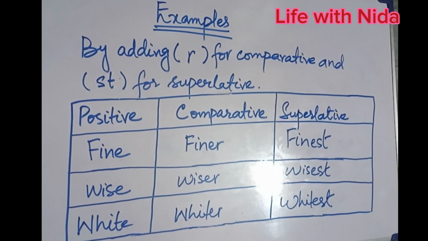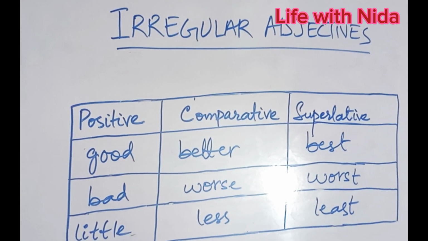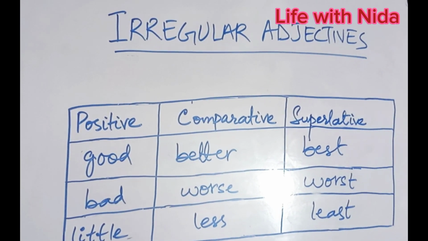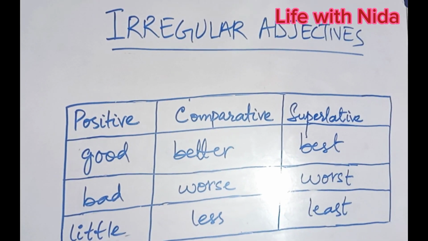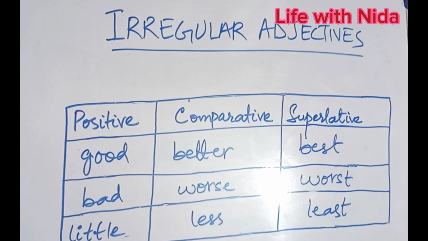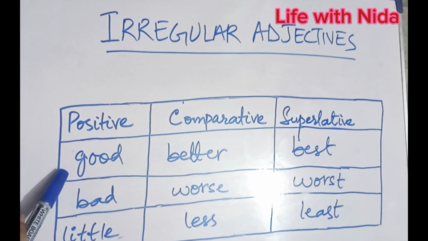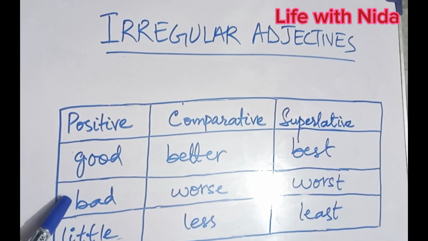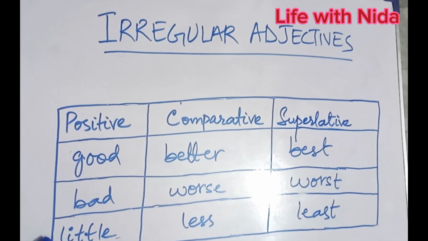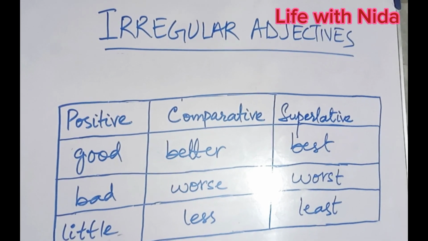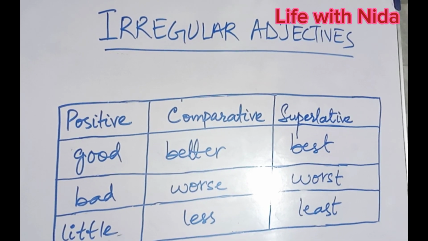So there are some more words that are not changed in this way. These are called the irregular adjectives. Let's see the examples of the irregular adjectives. They do not follow the conversion of the comparative and superlative degree that we have learned earlier. Number 1, good, better, best. Number 2, bad, worse, worst. Number 3, little, less, least. So these are the examples of the irregular adjectives that in this way they can be changed.